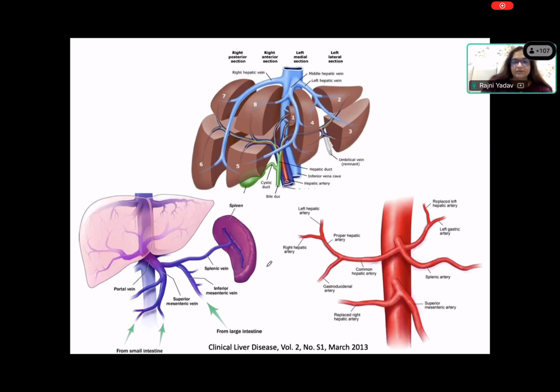If we see the inflow of blood, the liver is an organ which has a dual blood supply. 80% of the blood supply is from the portal vein, whereas 20% is from the common hepatic artery. Now how does this portal vein form? The splenic vein and the superior mesenteric vein, which is coming from the intestine, combine to form the portal vein.